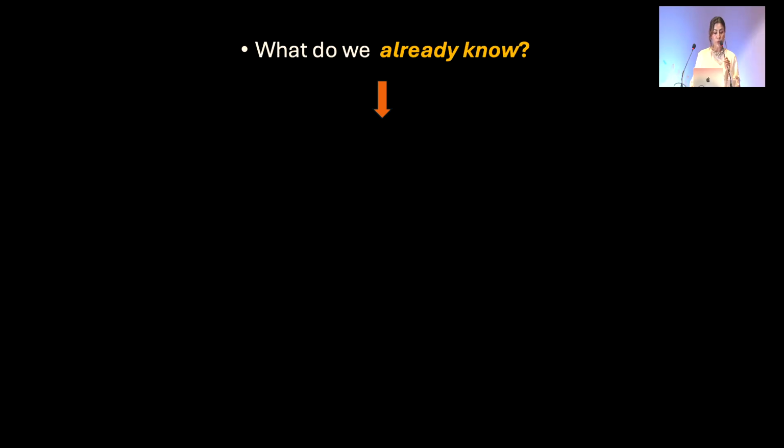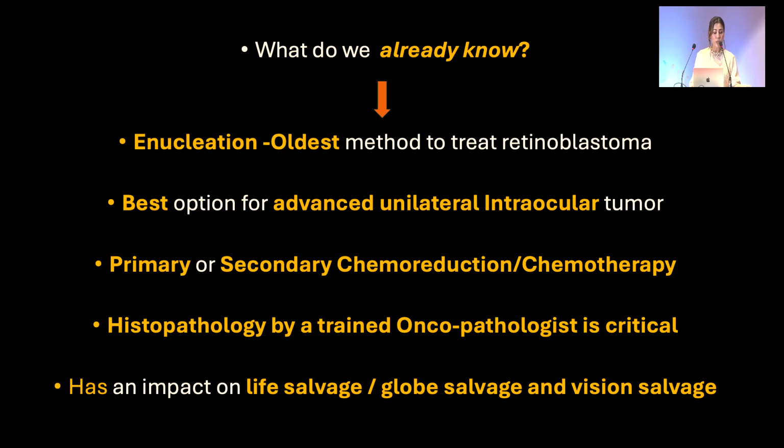So when we talk about retinoblastoma and enucleation, we all know that enucleation is one of the oldest methods. It is probably the best method for a very advanced unilateral tumor. And also we know that with the advances in chemotherapy and the histopathology reporting by the oncopathologist, we now have a definite positive impact on salvaging the life, globe and the vision of these children.